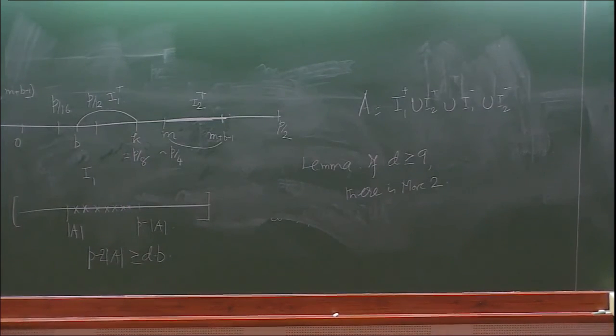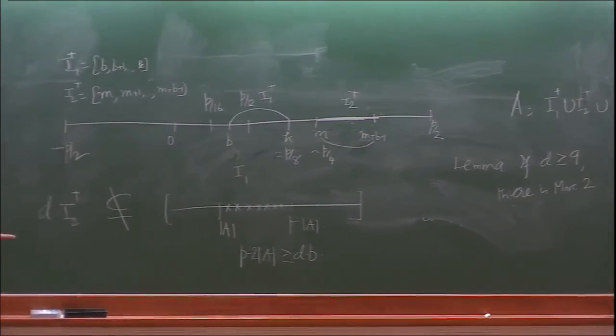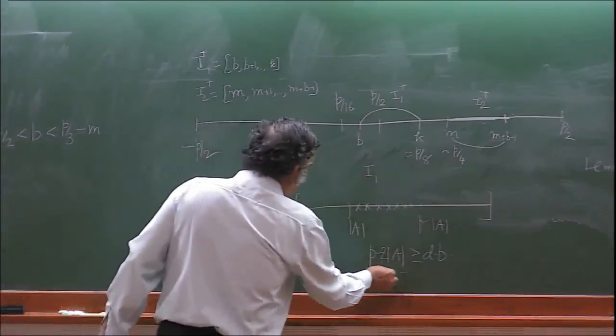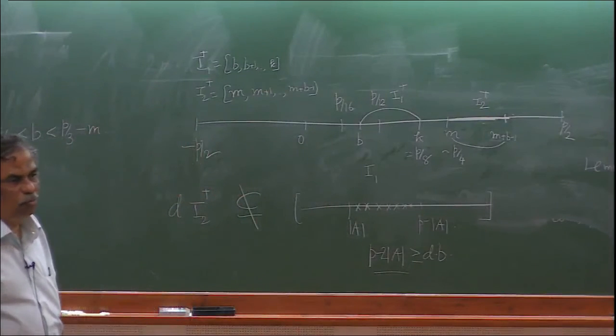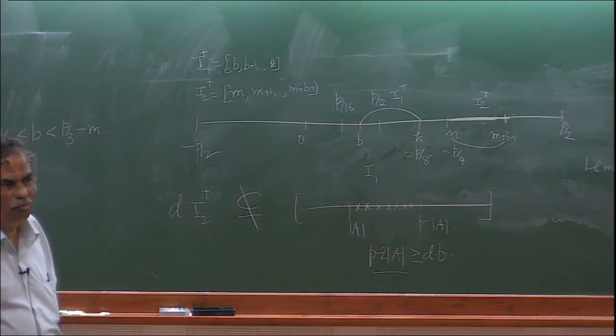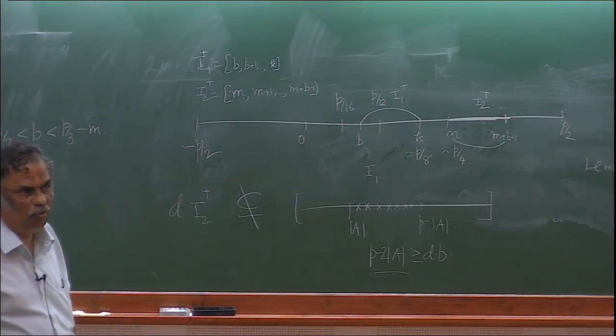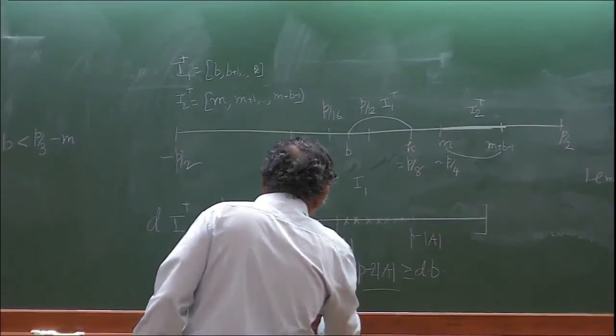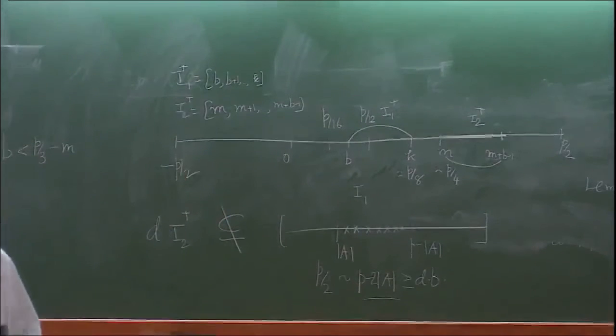And that is simply not possible because your b is at least k over 2, which is p over 16. And d is your 9. And the length of this interval, p minus 2 times cardinality of A, where cardinality of A is around p over 4, so 2 times cardinality of A is around p over 2, is therefore around p over 2. And that is not possible, because d is bigger than 9 and b is bigger than p over 16.